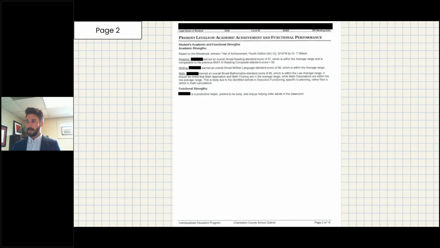So back to this IEP here. About a month before the IEP meeting, the school psychologist administered the most used test to determine academic achievement, and that's the Woodcock-Johnson achievement test. The results show that the student is in the average range in reading and writing. See, average, right?